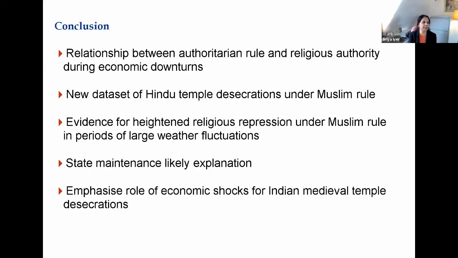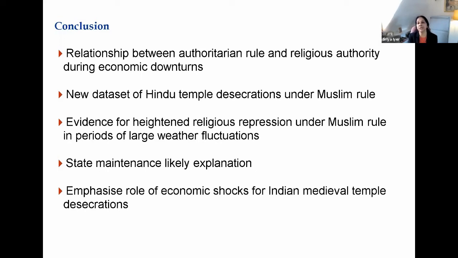Just to conclude, what our paper is doing is looking at the relationship between authoritarian rule and religious authority in a period of economic downturns. And what our project is really trying to do is, for a period of Indian history where you don't have very many economic or indeed historical studies, because most of the work in India tends to focus on the colonial period, we have tried to compile a new data set of Hindu-Muslim temple desecrations under Muslim rule. And we are suggesting that there may have been heightened religious repression under Muslim rule in periods of large weather fluctuations. What we're trying to do really is to suggest that state maintenance was the likely explanation, and that economics has something to say to these particular debates.